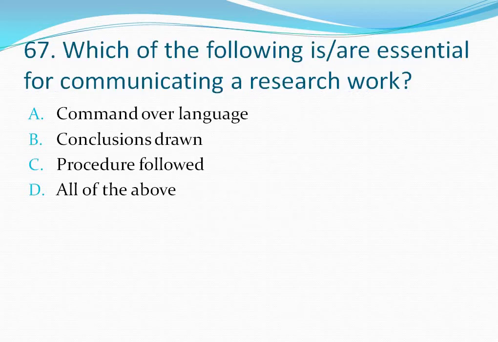Question number 67. Which of the following are essential for communicating a research work? And your options are A, command over language, option B, conclusions drawn, option C, procedure followed, and option D, all of the above. So all the above are essential for communicating a research work. It means you have to have command over language, you have to have conclusion drawn, as well as procedure followed. Let's move to the next question.